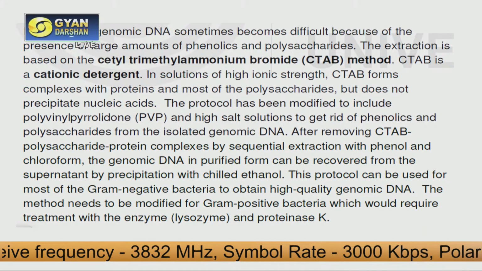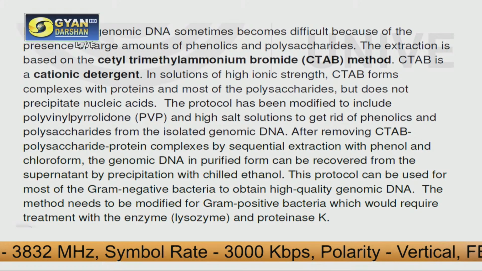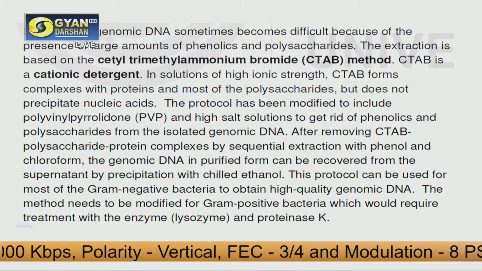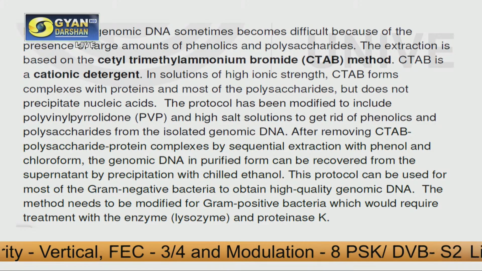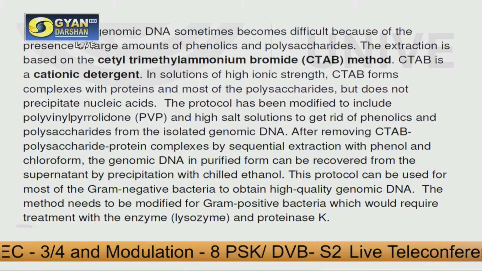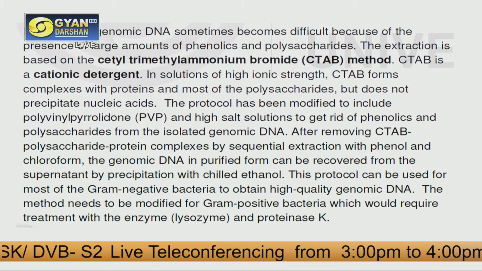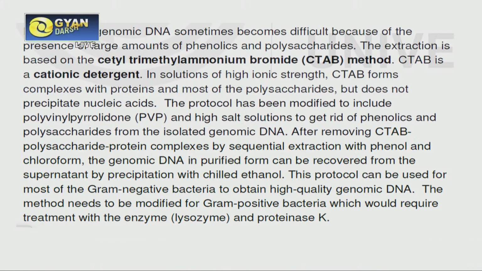So what happens is the CTAB polysaccharide protein complexes are then removed, and you have to undergo a centrifugation process in a centrifuge machine, and then extract with phenol and chloroform, and you get the genomic DNA in the purified form after precipitation with chilled ethanol. That is absolute ethanol, which should be kept under cold condition. You can add that ethanol and you can precipitate the nucleic acid.